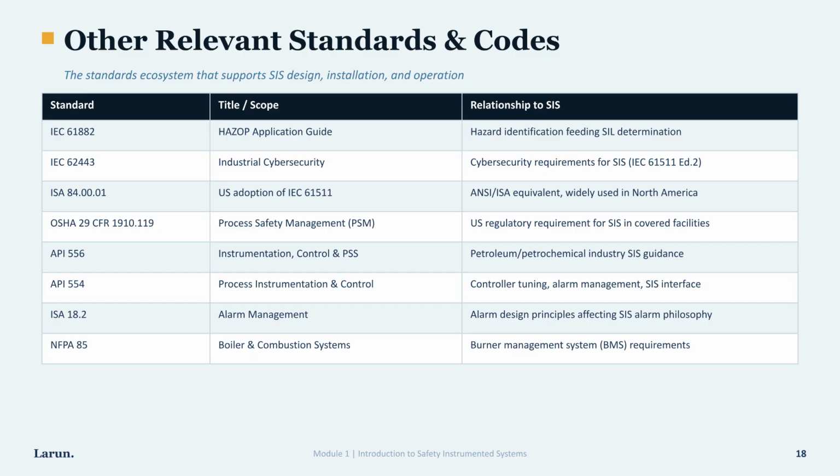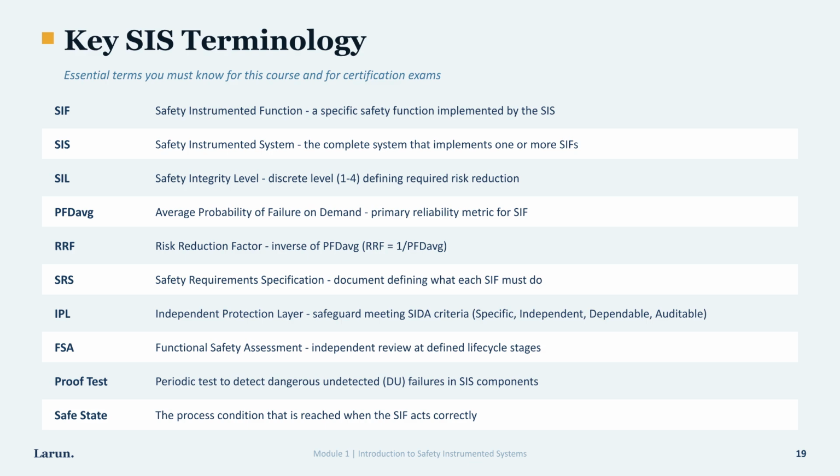In addition to IEC 61508 and 61511, other standards and codes, such as API, NFPA, and ISO, contribute to the ecosystem that supports SIS design, installation, and operation in the process industry. It is essential to know these key terms, including SIF, SIS, and SIL, along with PFD average, RRF, and IPL. These are fundamental to the course content and for certification exams.